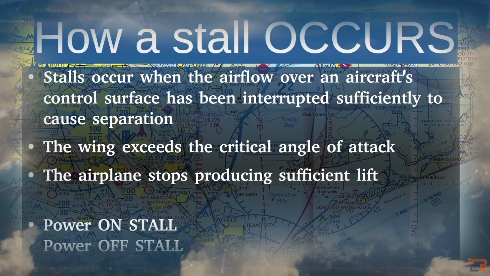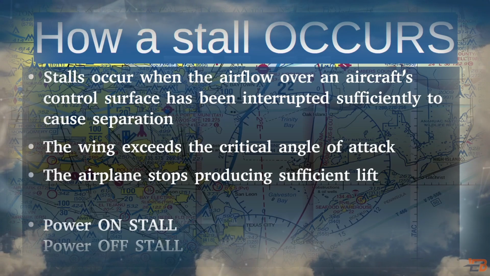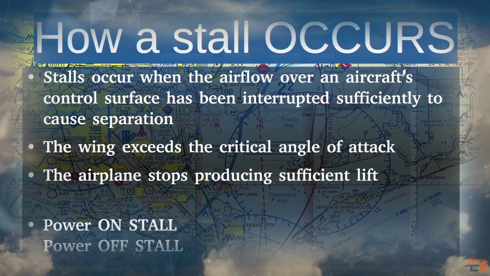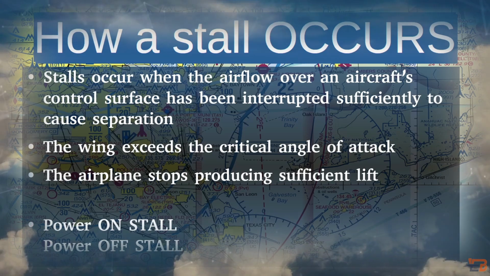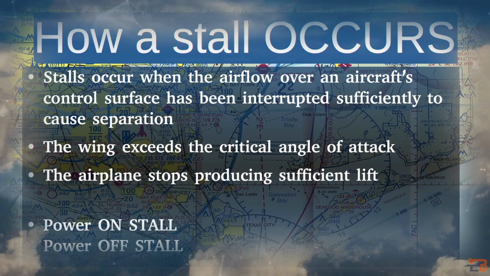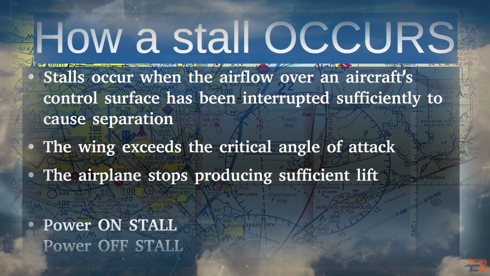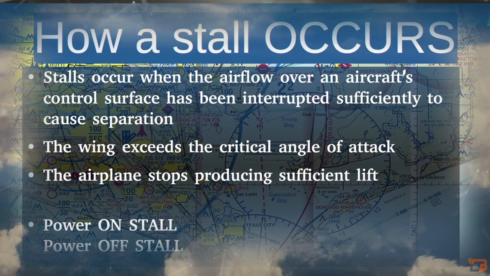Stalls occur when the airflow over an aircraft's control surface has been interrupted sufficiently to cause separation. The wing exceeds the critical angle of attack, and then the airplane stops producing sufficient lift. All right, now that we know what causes a stall, let's walk through the practice procedure for the stall and its recovery for both the power on stall and the power off stall.